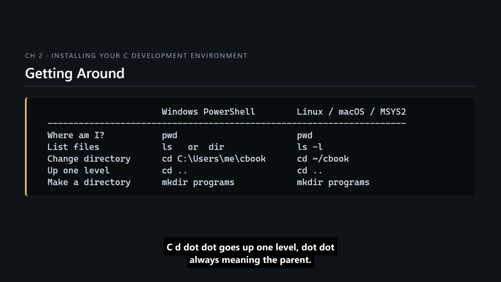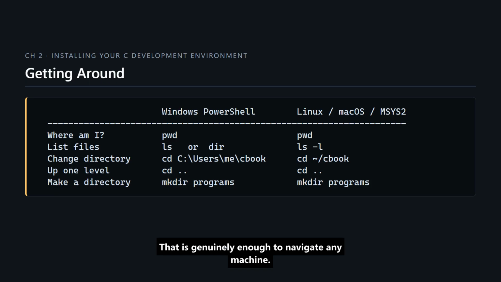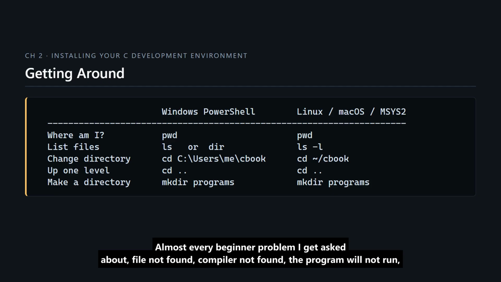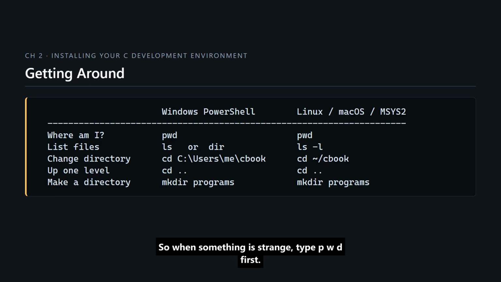cd changes directory. cd .. goes up one level, .. always meaning the parent. And mkdir creates a folder. That is genuinely enough to navigate any machine. Almost every beginner problem I get asked about, file not found, compiler not found, the program will not run, comes down to being in a different directory from the one you think you are in.